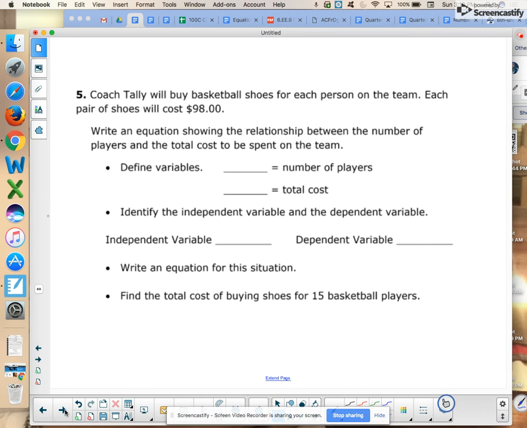Number 5, Coach Talley will buy basketball shoes for each person on the team. Each pair of shoes will cost $98. Write an equation showing the relationship between the number of players and the total cost to be spent on the team. Go ahead and try this problem. Pause the video for right now, and then when you're ready, go ahead and play this.